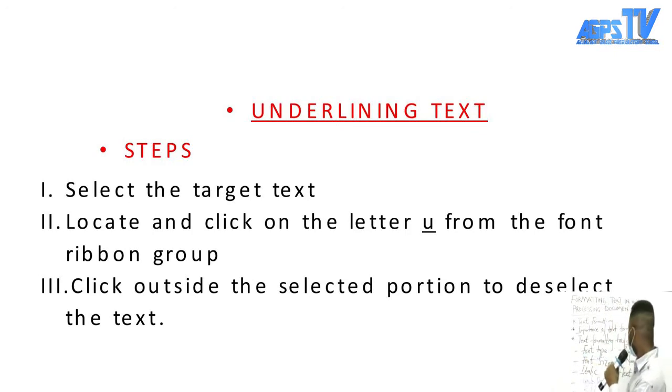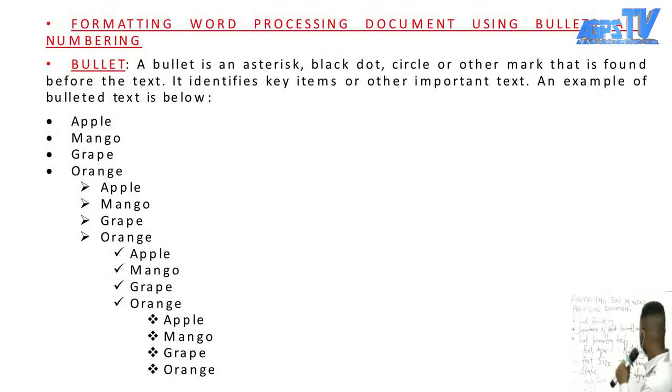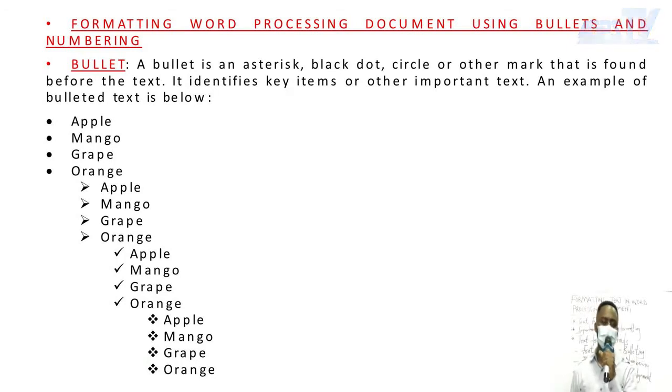Good. Now let's move on to the next. We have bullets and numbering, which of course we've treated already. Good. So formatting word processing documents using bullets and numbering. Now, what is a bullet in MS Word? A bullet is an asterisk, black dots, circle, or other mark that is found before a text. And then we've already carried out the practicals on that.